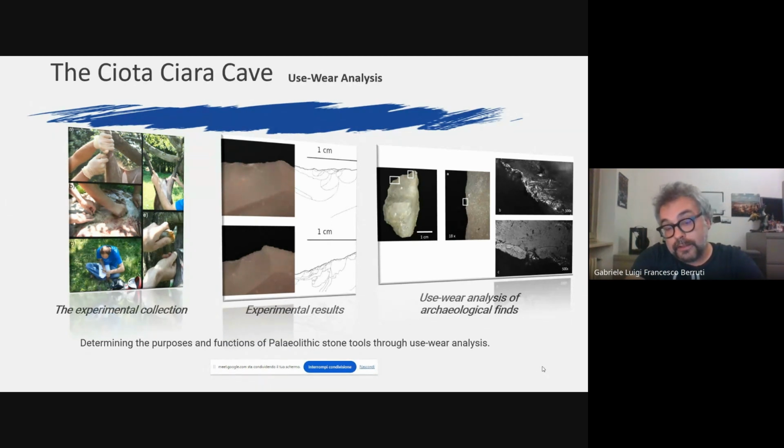In the second picture, you can see the edge of a flint flake before and after the use. It's the same flake, and you see there is a big difference between the two images. And after, you can start to study the archaeological find and the archaeological material. For the Ciota Ciara, I must make two different experimental collections, one in flint and another one in vein quartz.